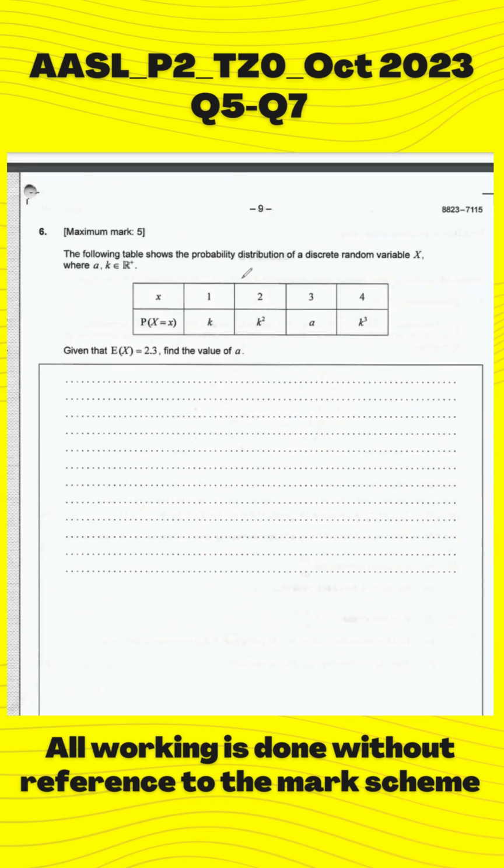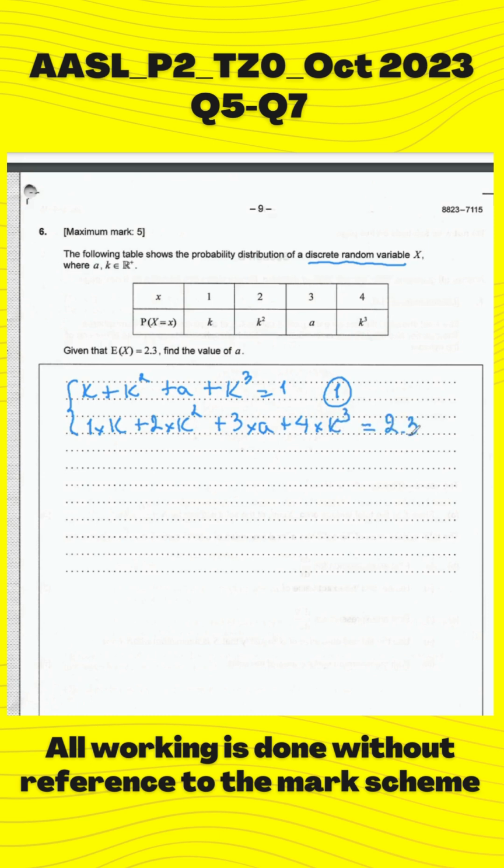Number 6, discrete random variable. So the first equation we have is the total probability will be 1. So I call this one the first equation. The second equation, we will use the expected value. So 1 times k plus 2 times k squared plus 3 times a plus 4 times k cubed will be 2.3. So from 1, we will have a equal to 1 minus k minus k squared minus k cubed.